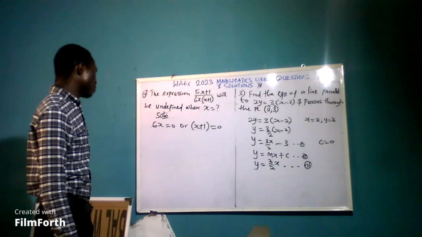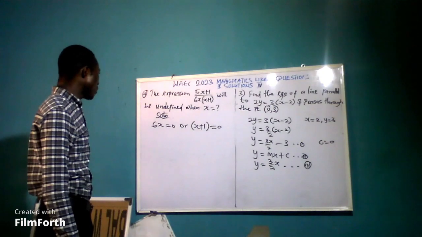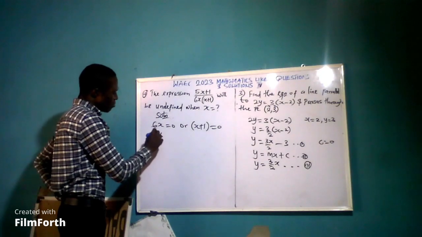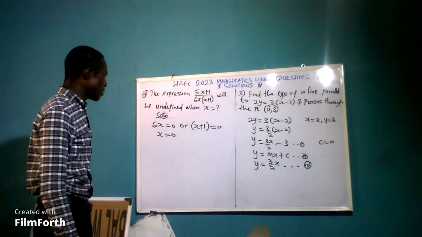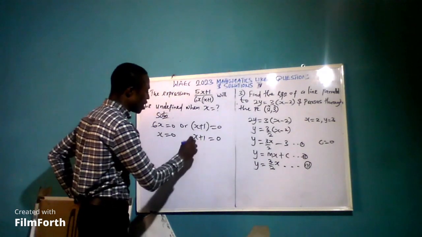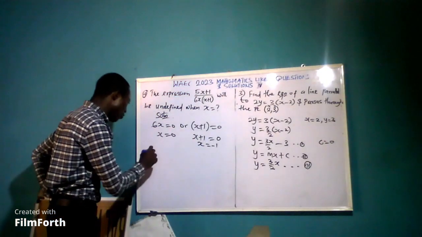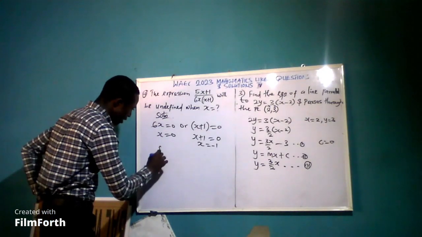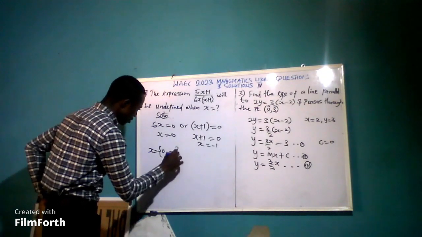We are asked to find the values of x for which the expression will be undefined. Therefore, if you divide both sides by 6, x will be 0, and the condition is still met. Also, if you clear up the bracket here and make x the subject of the formula, you have to take one from this side to the other side. You have x equal to -1. Therefore, these are the conditions for which this expression will be undefined. We have x is equal to 0, comma, -1. Any other?